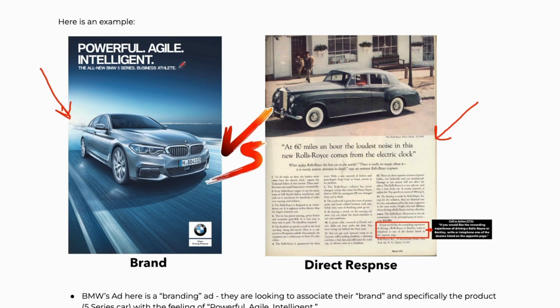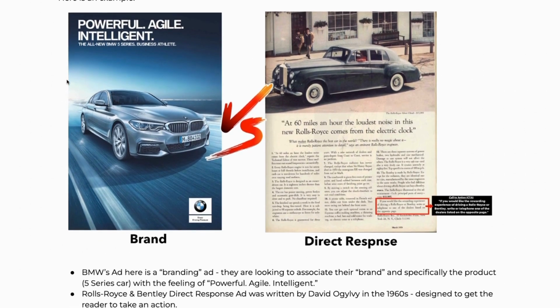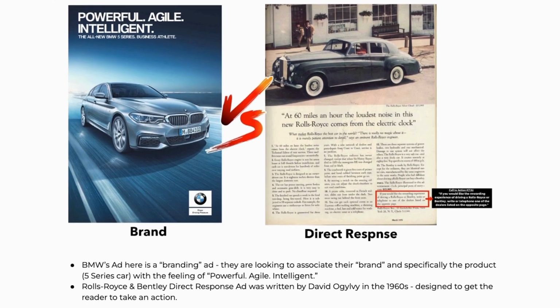Okay, so again, what you're going to notice here is that the BMW ad is more about branding, and it's all about associating their brand specifically, right? The brand and the product that we're talking about here is the BMW 5 Series car. It's all about associating that image with powerful, agile, intelligent, right?